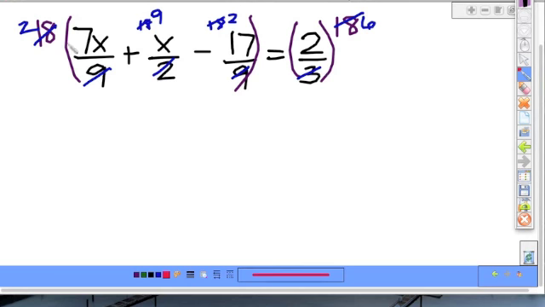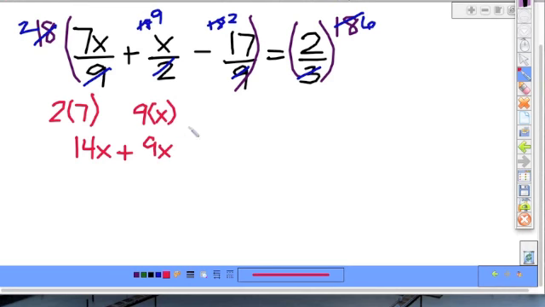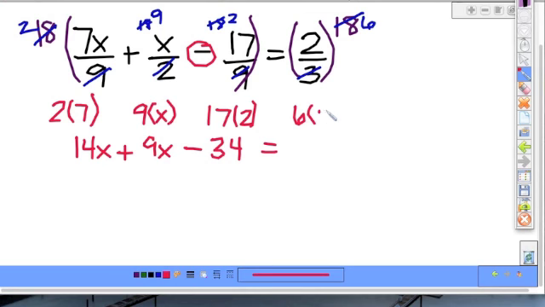Now when I do this, I'm going to multiply this number by the top number. So all my denominators, if you notice, are crossed out. So now I'm just going to multiply all the numerators. So I have 2 times 7, which is going to give me 14x, plus I have 9 times x, which is going to give me 9x. And then this is a subtraction, bringing down my subtraction here. Now I'm going to have 17 times 2, which is going to give me 34. And then up here, I have 6 times 2, which is going to give me 12.